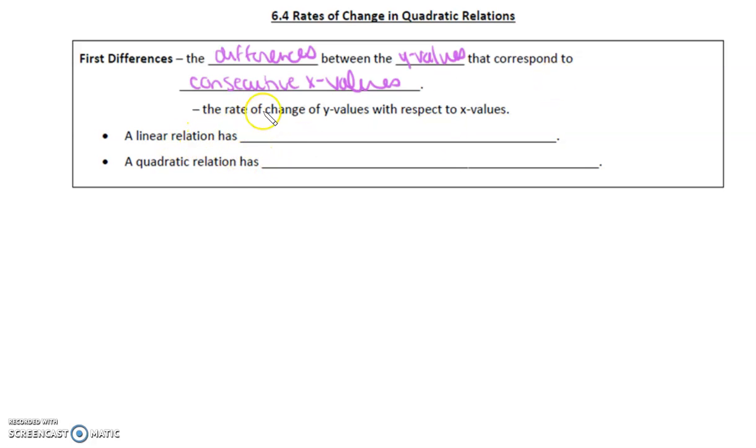Okay, a linear relation has constant first differences, and we learned that in grade 9. And a quadratic relation has constant second differences.